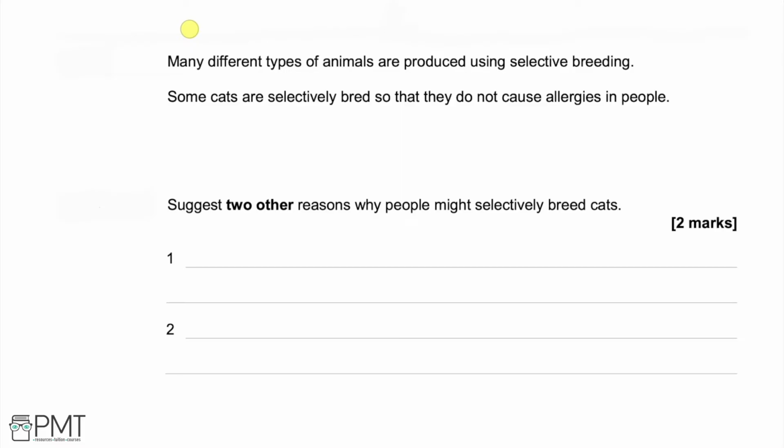Many different types of animals are produced using selective breeding. Some cats are selectively bred so they do not cause allergies in people. Suggest 2 other reasons why people might selectively breed cats. Well, people may want to breed cats to either improve the well-being of the cats themselves or to improve their quality as pets. So for our answer, we're going to choose 1 point from each of these.